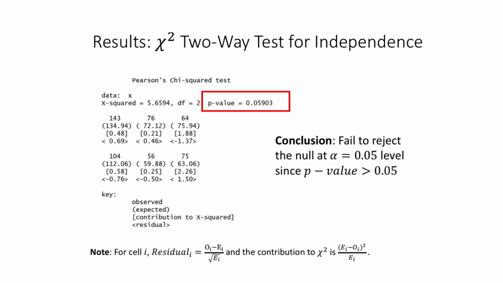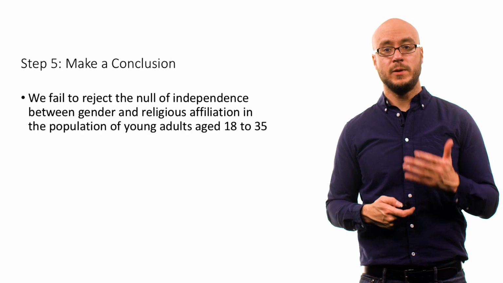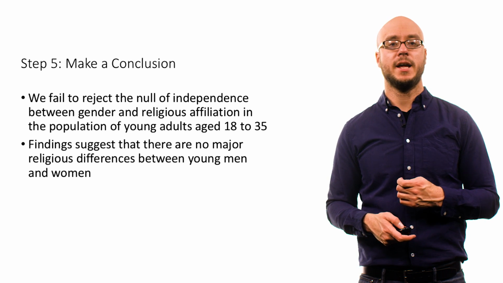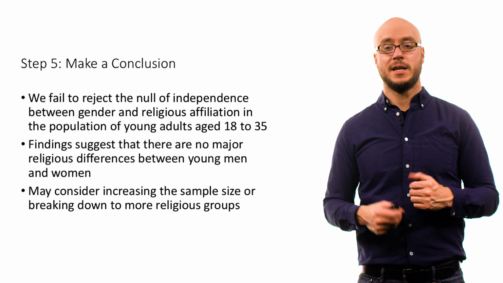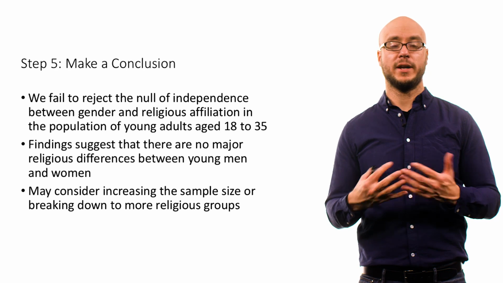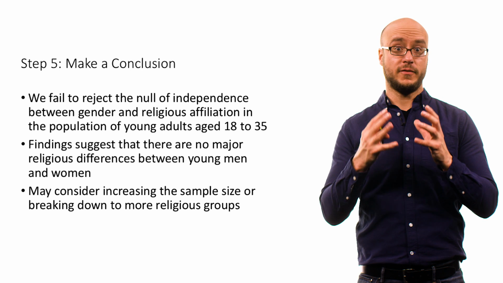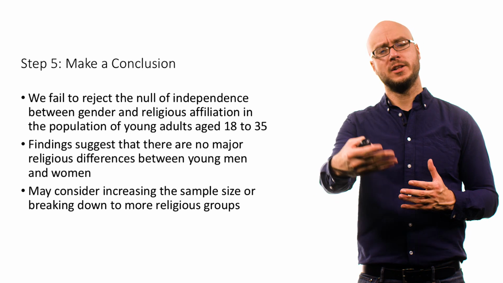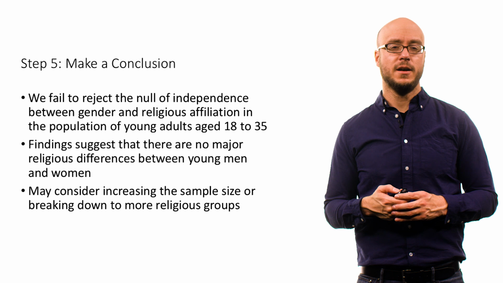The probability value is just above 0.05, so we fail to reject the null. We don't have enough evidence. So in this case, we think that these two variables are in fact unrelated in the population. So we make a conclusion: these findings suggest there are no major religious differences between young men and young women in the population. Now, we might consider increasing the sample size or breaking down to more religious groups to further our analysis. But at that point, we can say that we really have made a conclusion about the population using this random sample of data from that population.